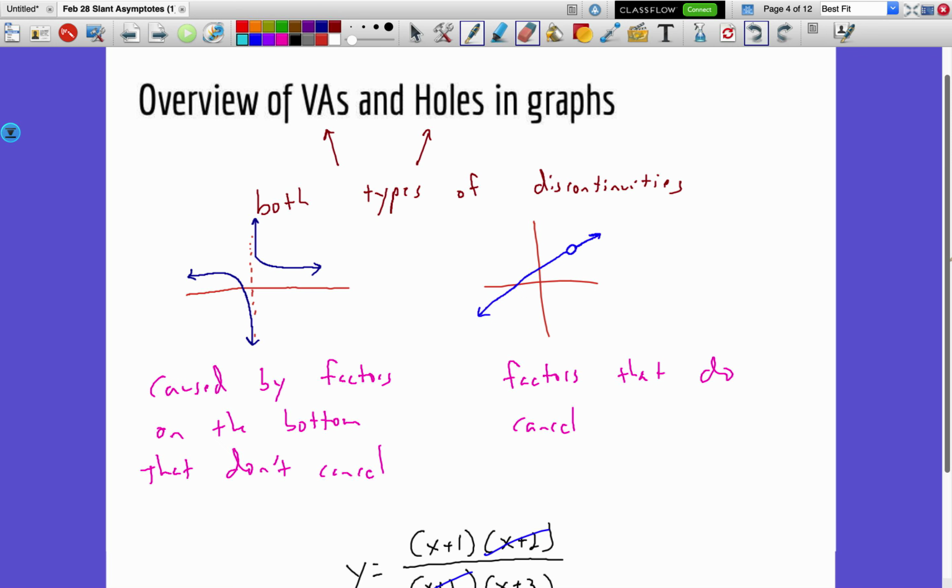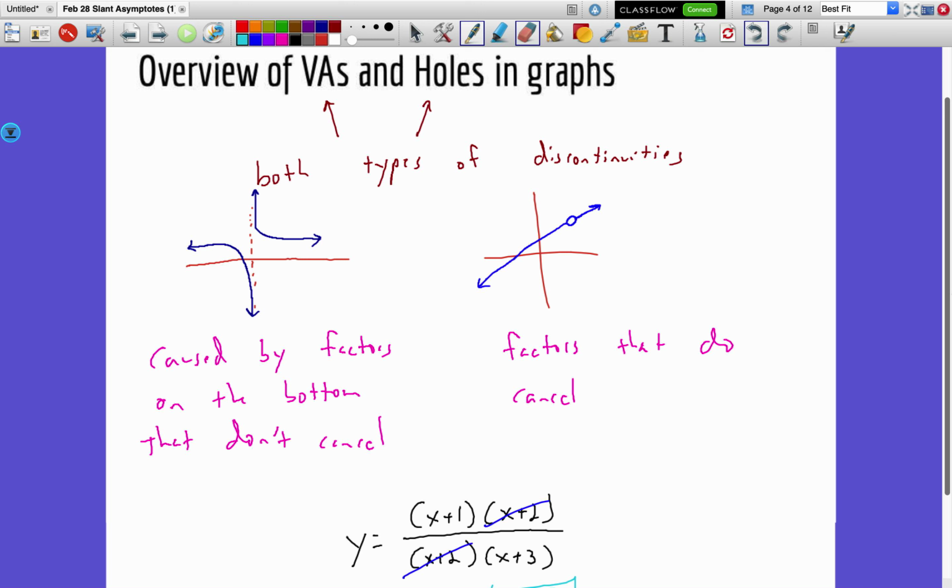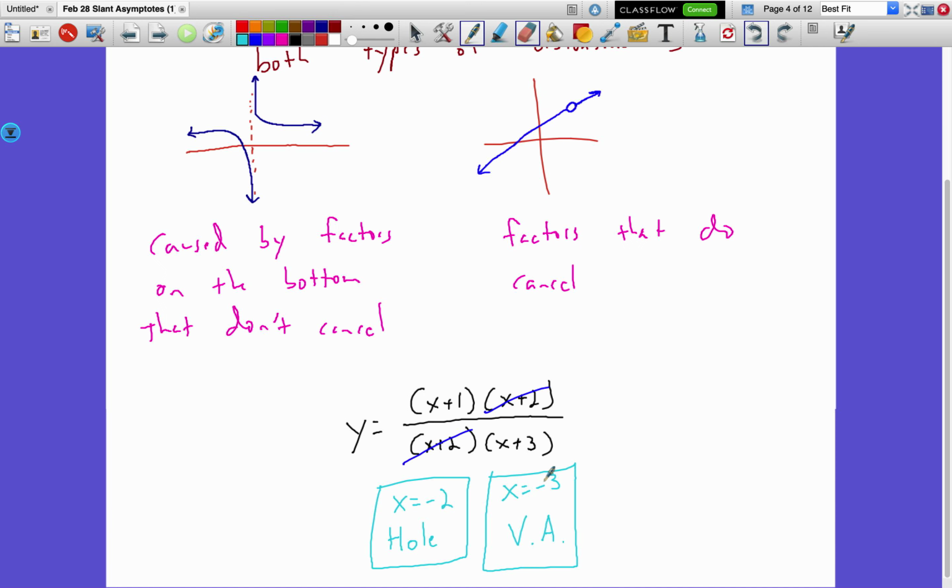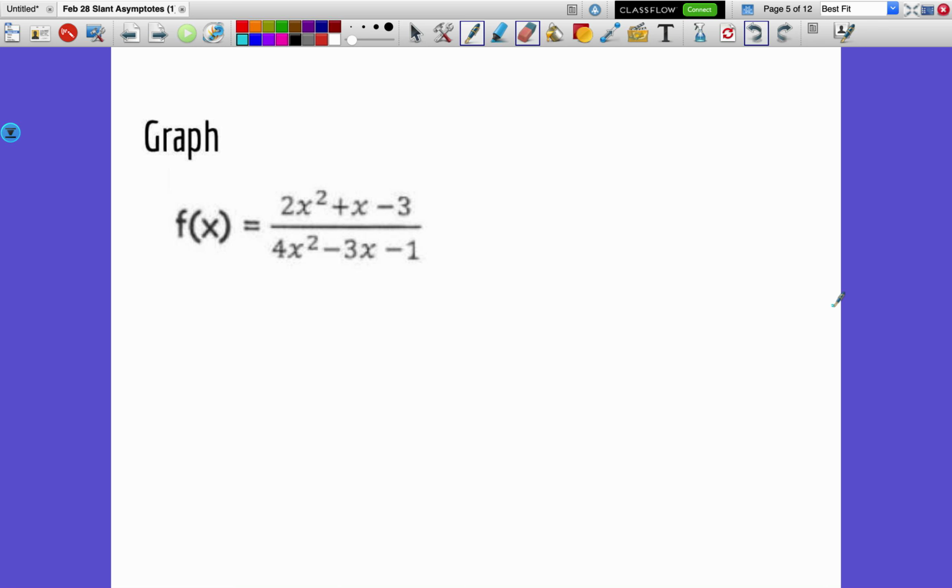Okay, so hopefully that was a good overview and you'll be able to tell these apart. Notice you have to factor the bottom to be able to do any of this. All right, so if we're given this equation here, can we create a reasonable graph of this?